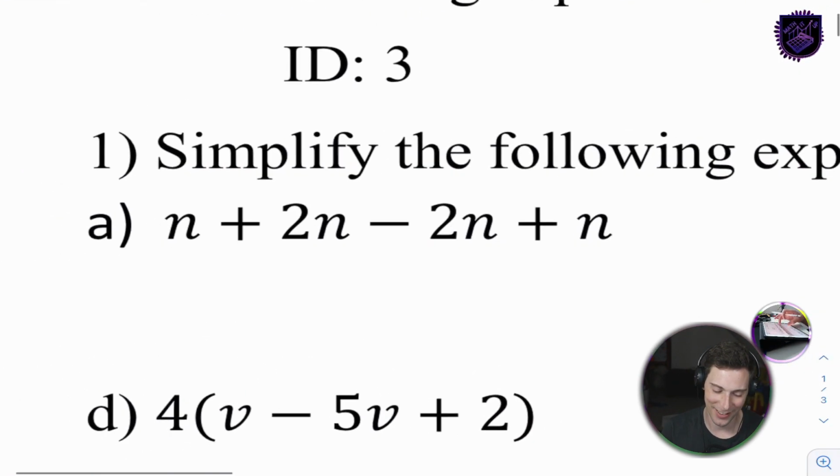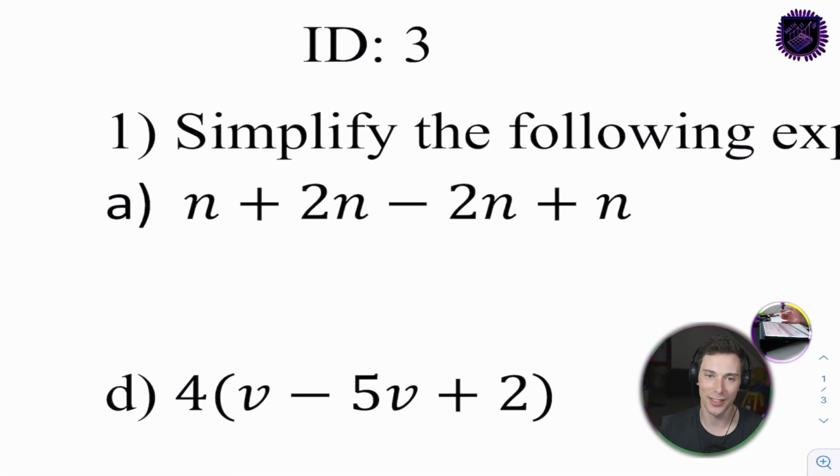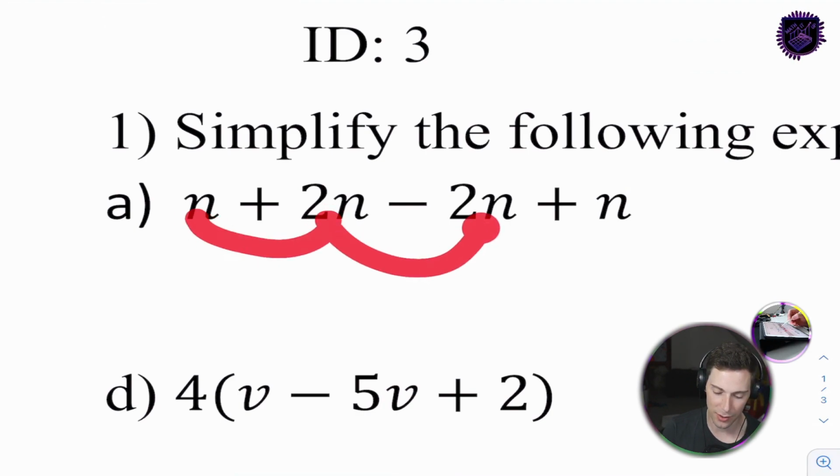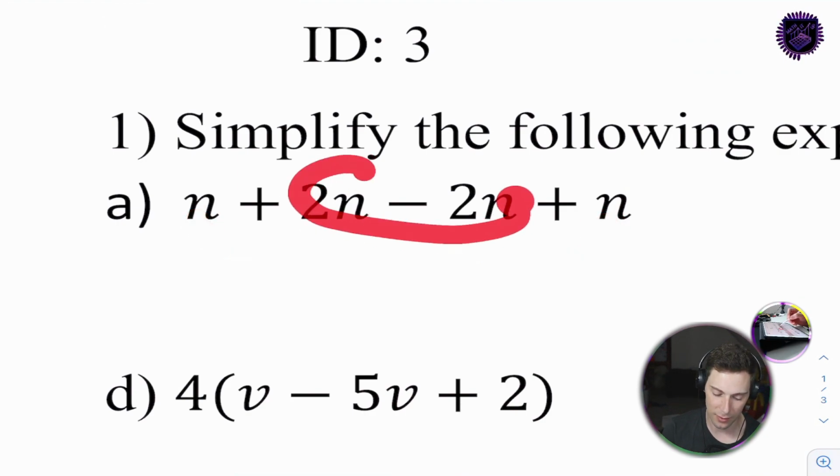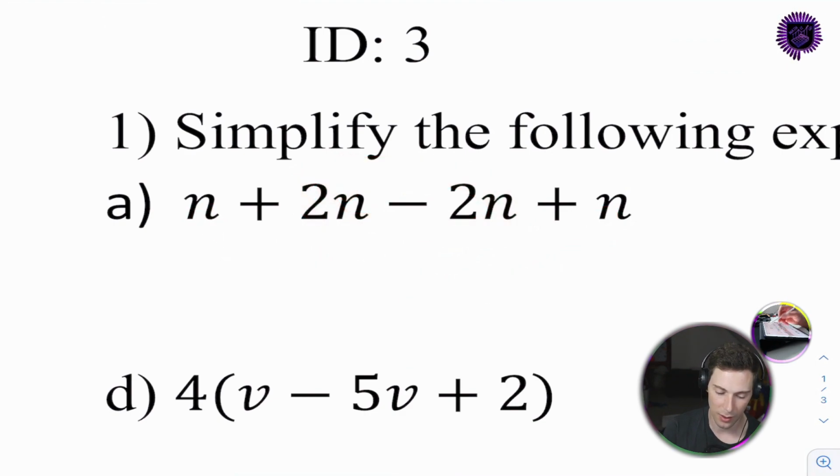All right, first one, no distributive property, just a bunch of like terms. n is the variable, so we have n plus 2n, which is 3n, minus 2n, which is back to n, plus n. Or you can think about this: 2n minus n cancel each other, leaving us with these two. Our answer is 2n.